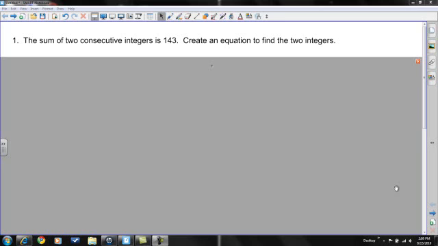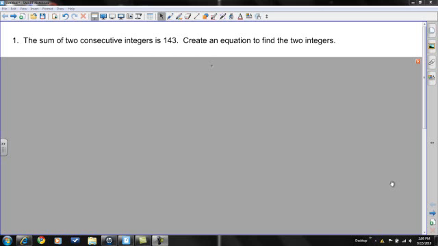The first thing that you want to do when you are looking at word problems is to make sure that you understand what the words mean. Let's look at the word sum. That means to add. Consecutive integers are numbers that are whole numbers and their negatives, such as 1, 2, 3, negative 1, negative 2, negative 3. It does not mean fractions or decimals.